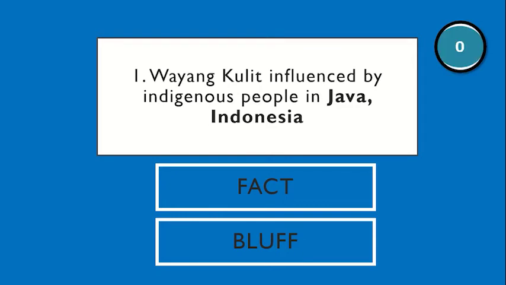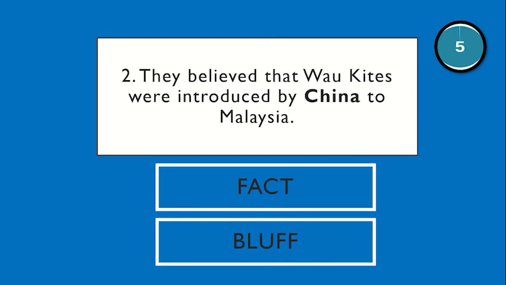Time is up and your answer is? That is bluff. Let's have number 2. Are you ready? They believe that wau kites were introduced by China to Malaysia. Is it a fact or bluff? You have 5 seconds.